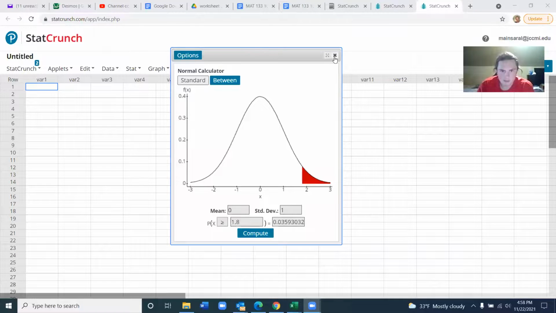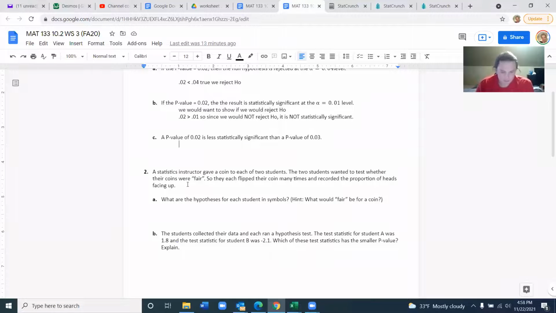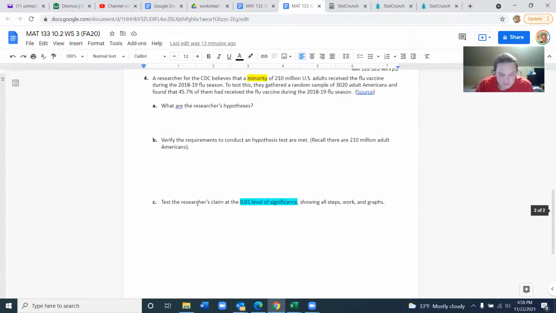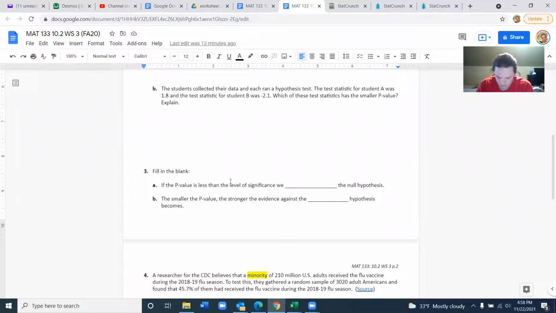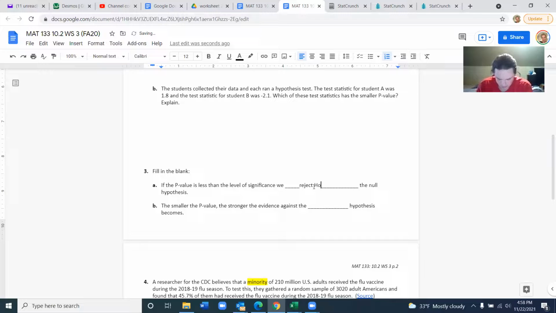Shall we look at the rest of this for just a minute? It says fill in the blank here at the bottom of page 675. If the p-value is less than the level of significance, we blank the null hypothesis. We're at 3. Okay, if the p-value is less than the level of significance, we reject. Yes. Reject. We should probably put H0 just so we all know what we're talking about.